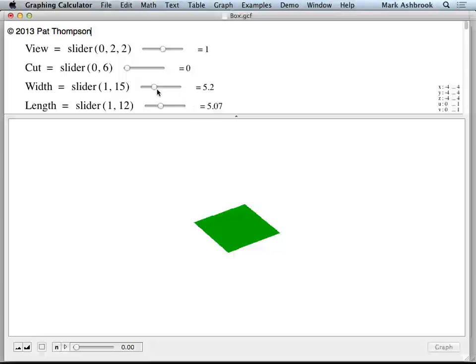Okay, so you can vary the width and length. So maybe we want a 5 by 5 sheet. So how close can I get here? That would be something like a 5 by 5 sheet. Or let's just do a standard sheet of paper.